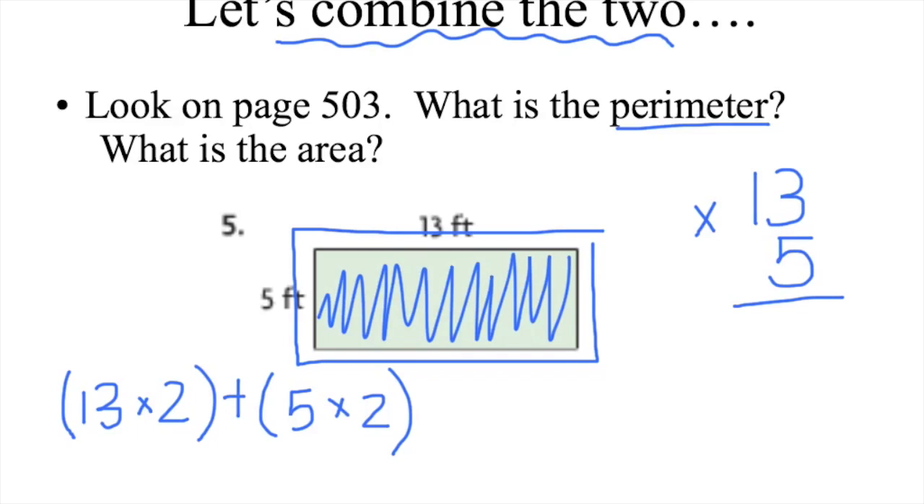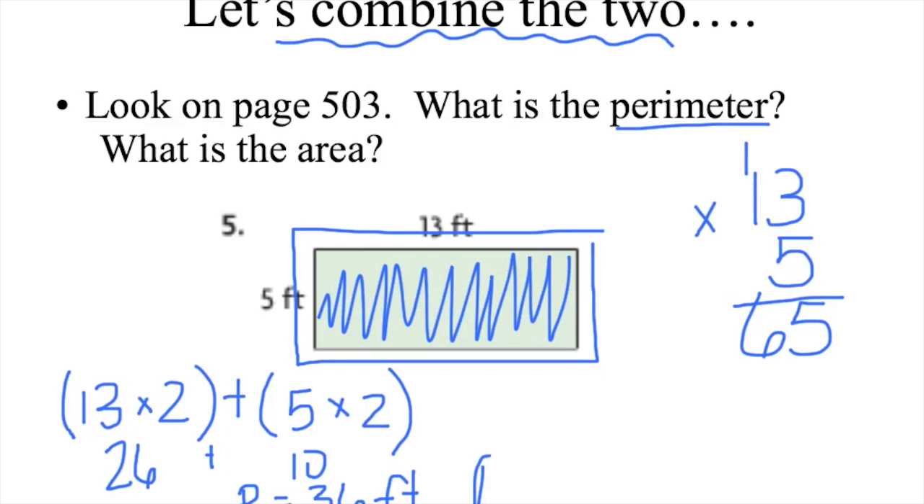I know that 13 times 2 is 26, and I know that 5 times 2 is 10. When I add those two together, I get 36. So I will put a P for perimeter is 36 feet. When I multiply 13 times 5, 3 times 5 is 15, 1 times 5 is 5, plus 1 more is 6, so my area would equal 65 feet squared.